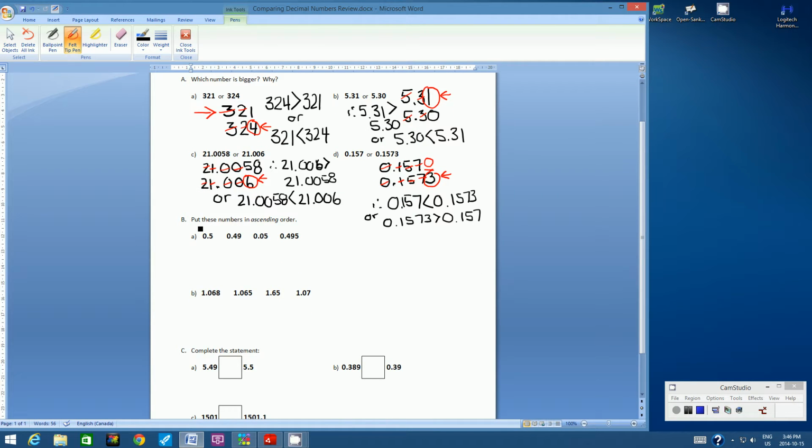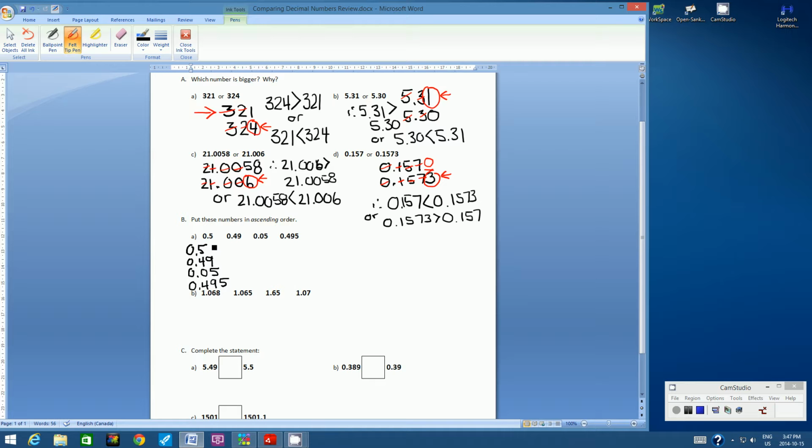Different type of question. Put these numbers in ascending order. Ascending means from lowest to greatest. So we can use a similar strategy that we just used on the previous question. So what if we were to write these numbers on top of each other, lining up all of the decimal places? Okay. It's very important that you line up the decimals. You line up the ones column, you line up the tens column, you line up the hundreds column, and then you line up the thousands column.